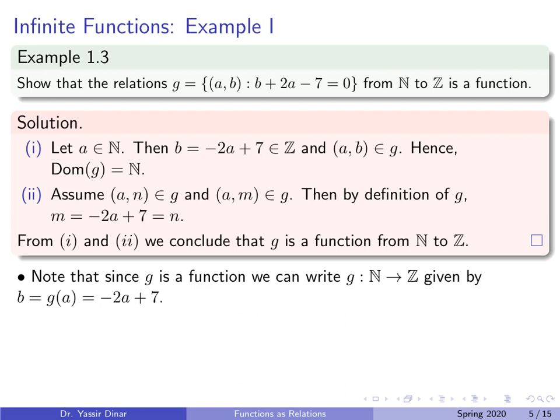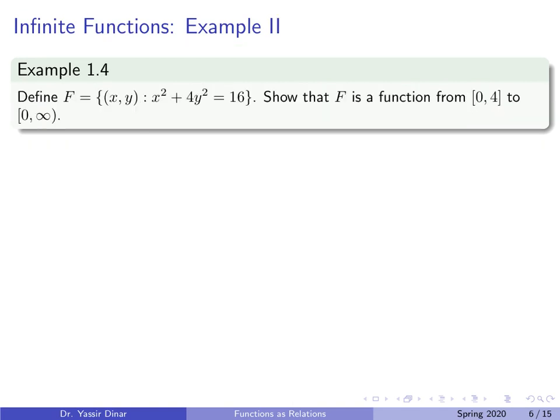Now note that since G is a function, we can write that G is a function from the natural numbers to the set of integers, and is given by b equals G of a, where G of a is defined by this formula, minus 2a plus 7, which means also that for any a, we can find the only b by using this formula. These are notations which are common in calculus.